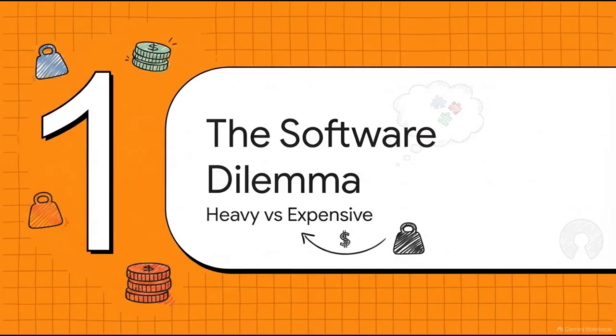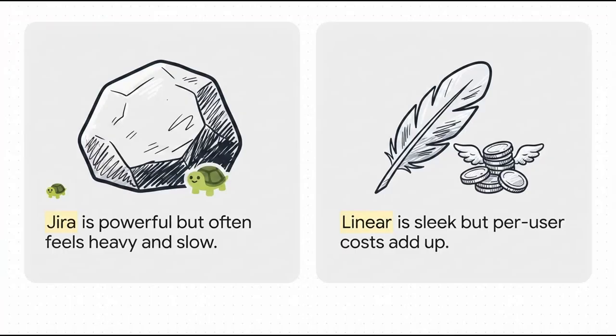All right, Section 1, the project management dilemma. Okay, let's look at the two frustrating extremes that teams usually face. On one side of the spectrum, we've got Jira. Now, Jira remains incredibly powerful, absolutely, but to a lot of smaller product teams, it just feels heavier and slower than what they actually need.